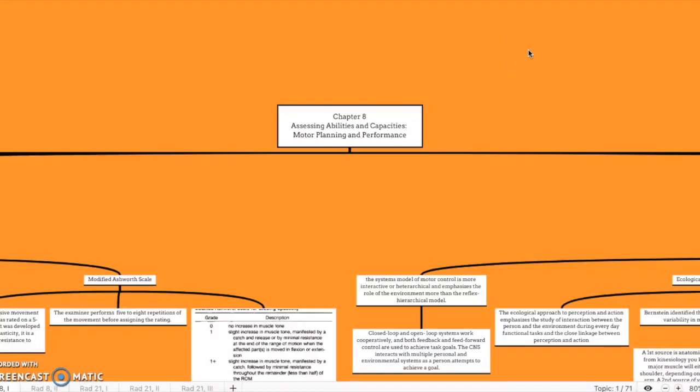Hi, this is Alissa Osgood, and I'm going to be presenting concept map number 5, which is based off of Radomski, Chapter 8 and Chapter 21. So Chapter 8 is titled Assessing Abilities and Capacities, Motor Planning and Performance.